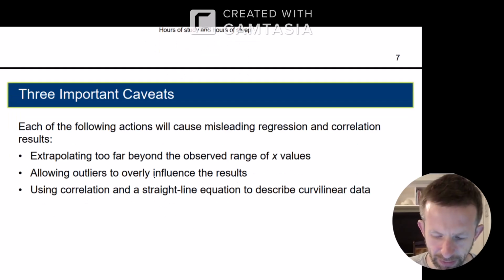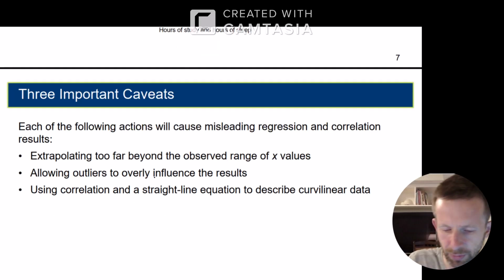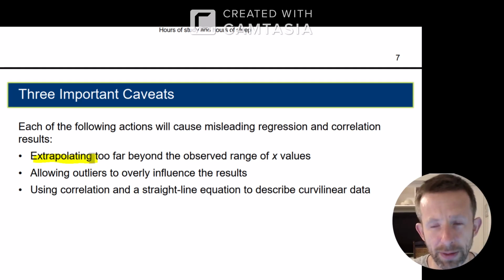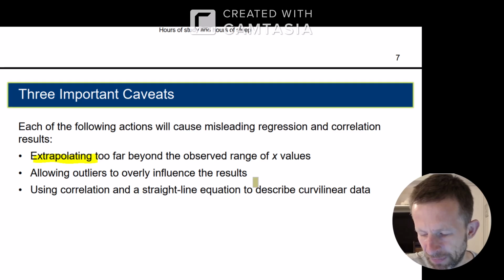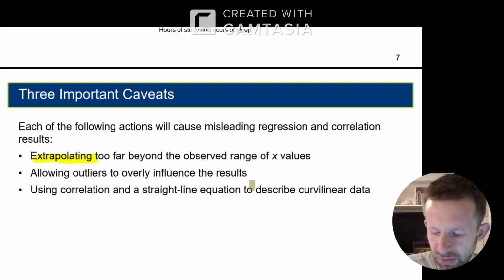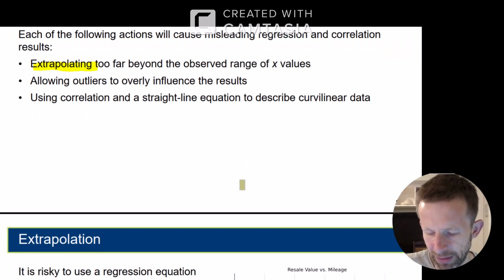Three important caveats. Each of the following actions will cause misleading regression and correlation results. Extrapolation, which means going way outside of the range of x values; allowing outliers to overly influence the results; and using correlation and straight line equations to describe curvilinear data.